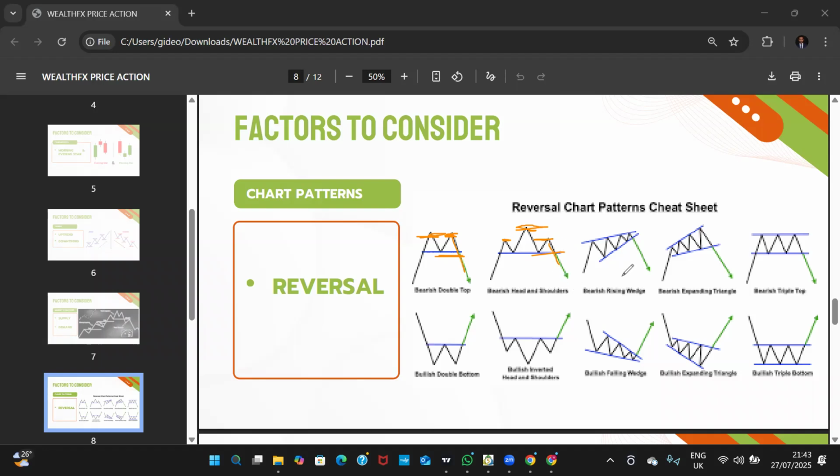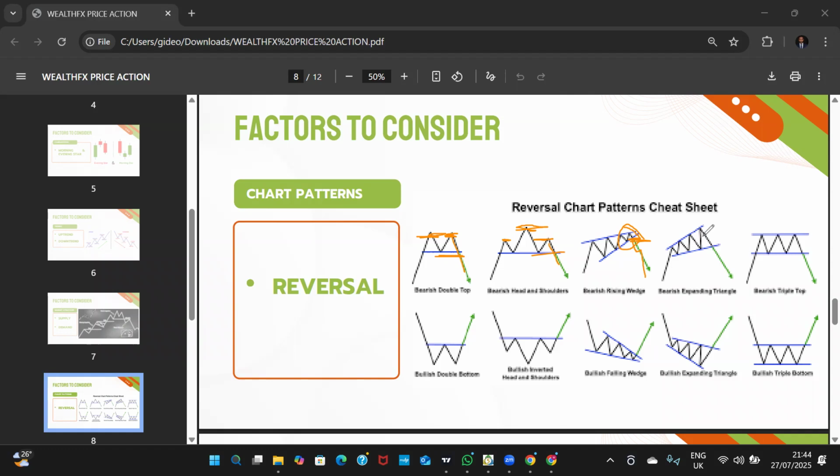Now we have the bearish rising wedge. With the bearish rising wedge, you just notice that for some reason, price keeps struggling to break out to new highs as it tries to form higher lows and higher highs. Of course, it keeps forming higher lows and higher highs until at a certain point it breaks below the last low, closing below, telling us that yes, price has reversed from being in an uptrend, and then we're looking to sell lower.